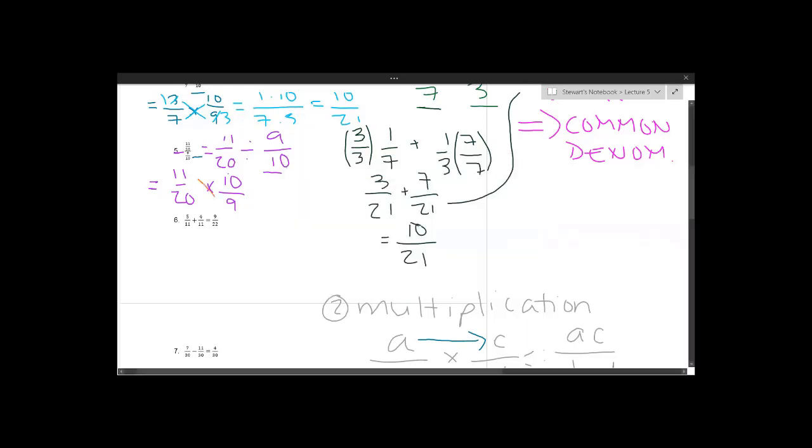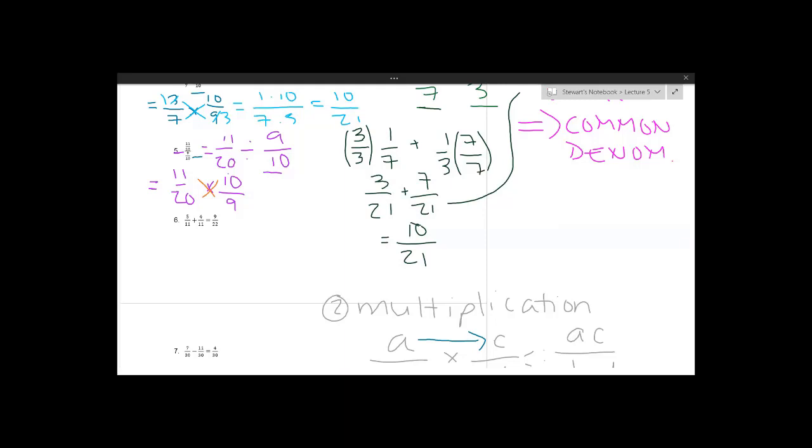11 and 9 don't share anything, but 10 and 20 do. 10 and 20 are both divisible by 10. So when you do that, 10 becomes 1, 20 becomes 2, when you divide by 10, because you can cancel those out. So the result would be 11 times 1, over 2 times 9. So your final result is 11/18.